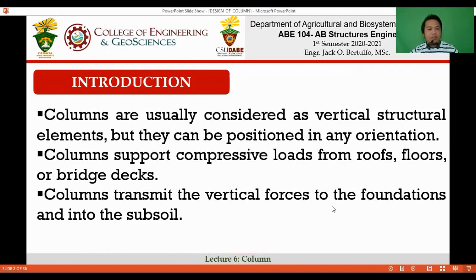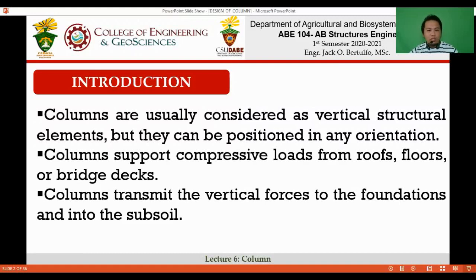So let me have this first introduction. Columns are usually considered as vertical structural elements, but they can be positioned in any orientation. Usually, ang nakikita nato nga column is constructed nga vertical gid siya. So dili siya limited pa na. There are also some columns that are constructed in diagonal, just like what we see in a truss. So diagonal siya ang position. So it's also a column.